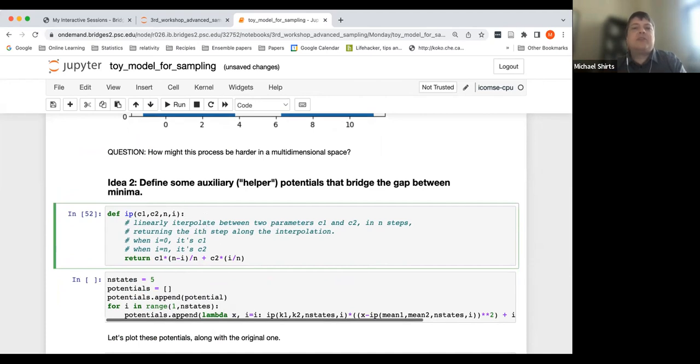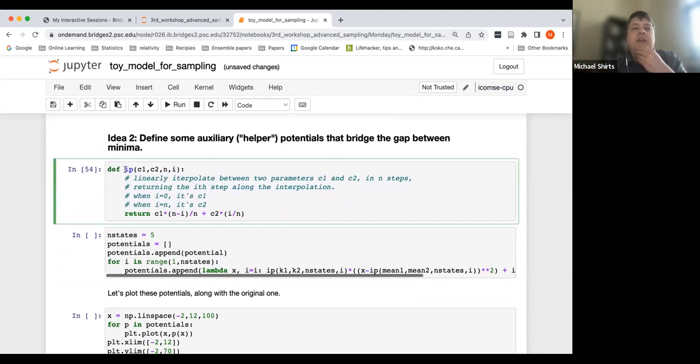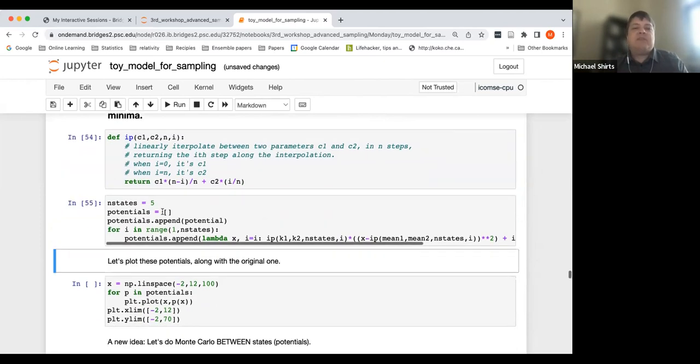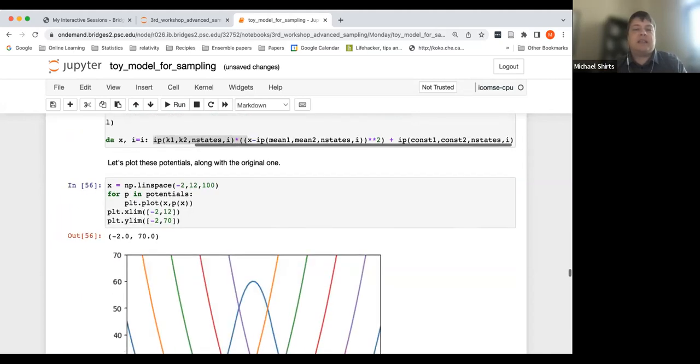But the next thing we're going to do is define some helper potentials that bridge the gap between minima. So here I've just got a helper function that's linearly interpolating between two parameters. And now we're defining a set of potentials. Each potential is going to be a harmonic well that goes between the other potentials. So let's plot these as well.